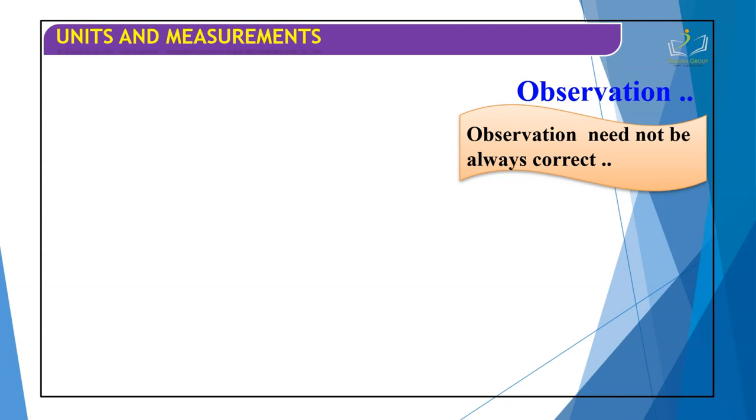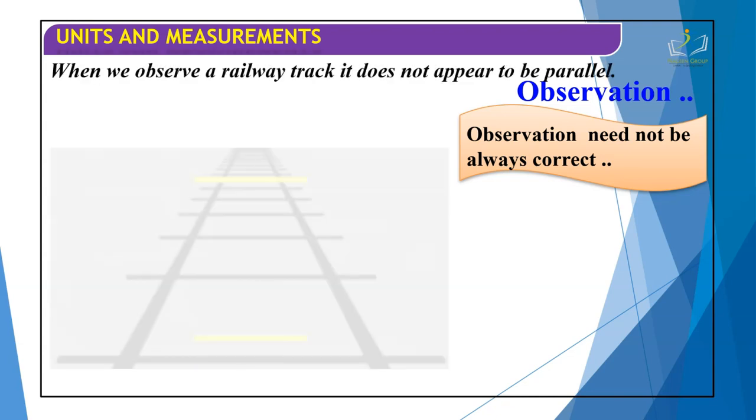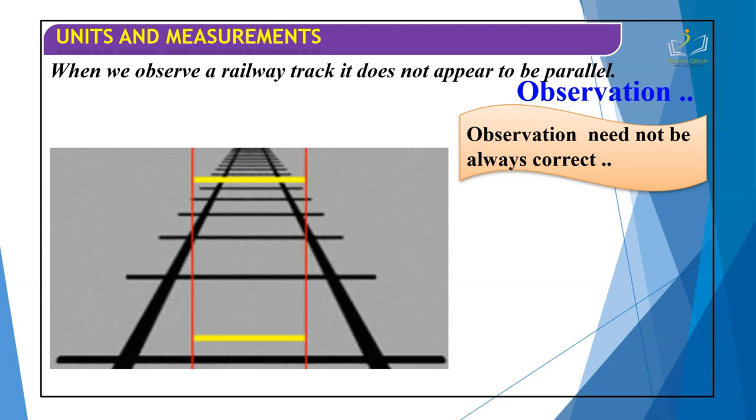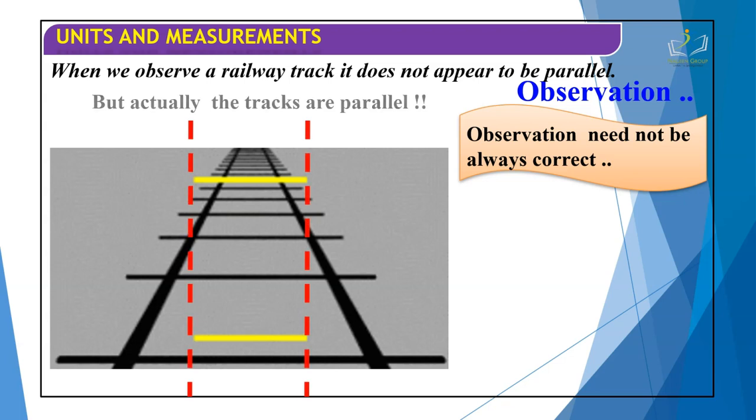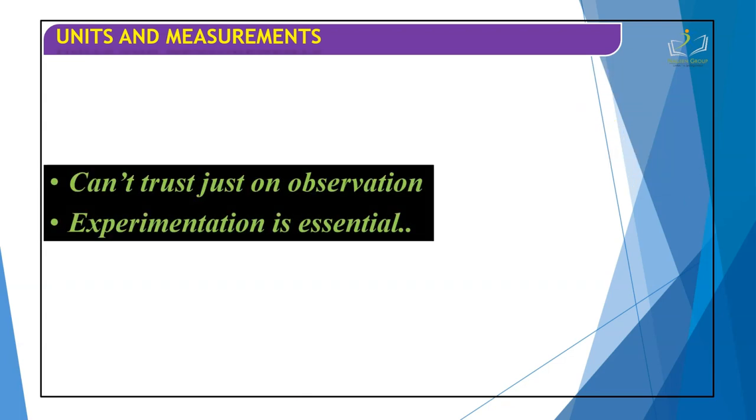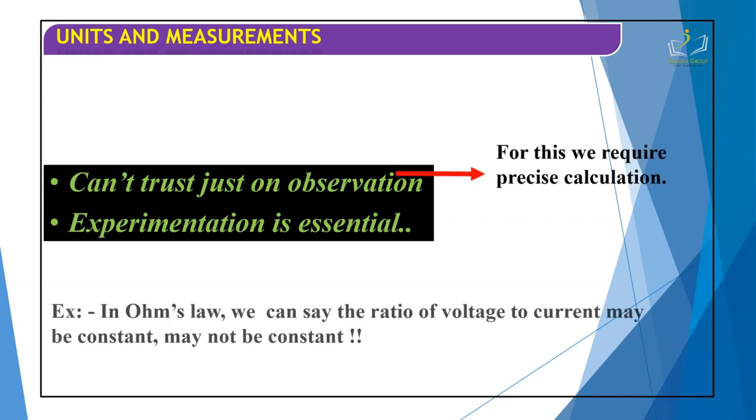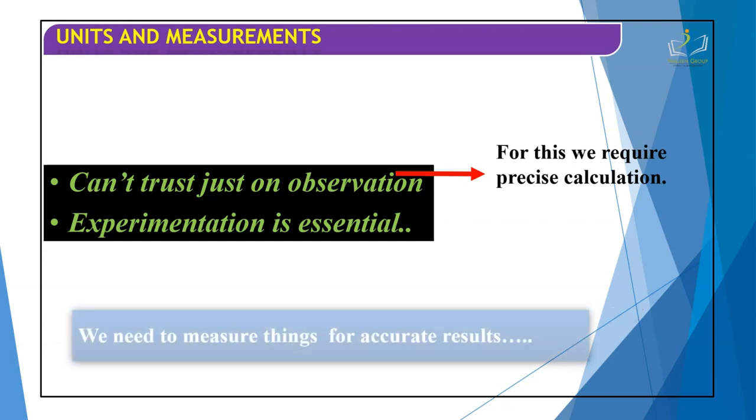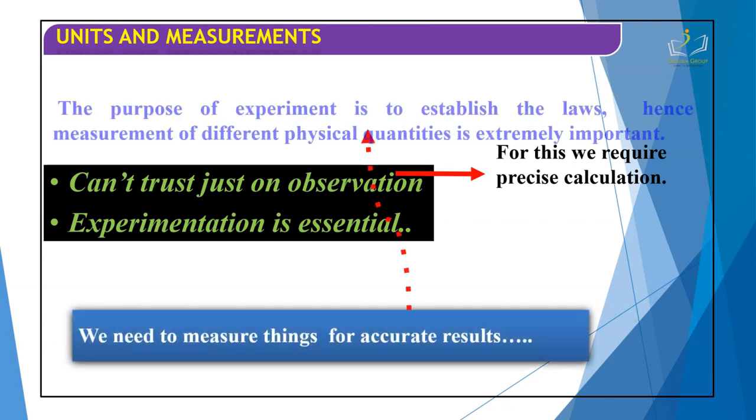So observation need not be correct always. Like this is a railway track, as you can see. This is actually not parallel, but what we know is that it is parallel. So we can't trust any observation. We need experimentation, and with the help of experimentation, we establish that these things are actually correct.